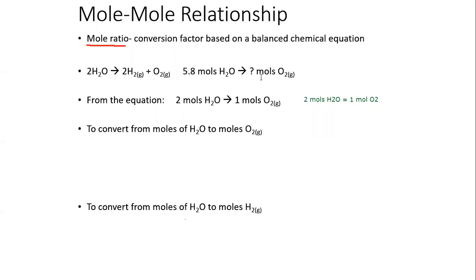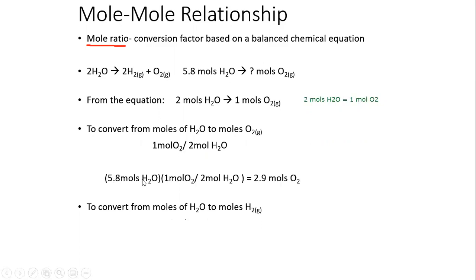Just like if we know the number of inches, we know that 1 inch is 2.54 centimeters, we can convert it to centimeters. We're doing the exact same thing, but on a reactant product level. So now we can convert the moles of H2O to moles of O2. So our ratio is 1 to 2. Since we're starting with water, water goes on the bottom, oxygen goes on top. And so 5.8 times 1 over 2 gives us 2.9 moles.